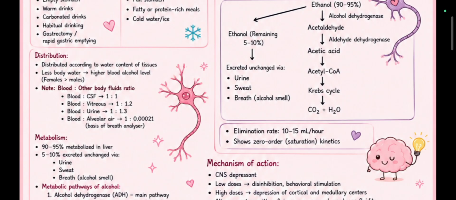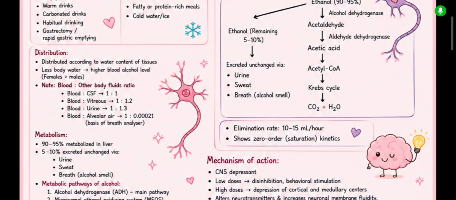Coming to second, blood to vitreous fluid or vitreous humor is 1 to 1.2, which means that 1.2 times the alcohol would be absorbed in vitreous fluid. It is quite more than blood, which means 1.2 times more absorption of alcohol in vitreous humor than blood.